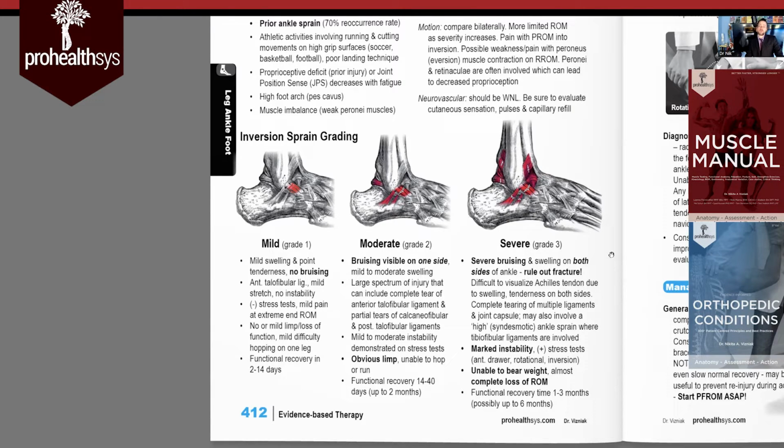And then of course we have grade 3 or severe, bruising on both sides of the ankle. You have to rule out a fracture. If you see a grade 3 or severe ankle sprain, you automatically should just be doing diagnostic imaging just to make sure you're not missing any fractures. They'll be unable to weight bear, with complete loss of function. Likely they're going to come in and see you on crutches or some kind of wrap or support from a loved one who's bringing them in.